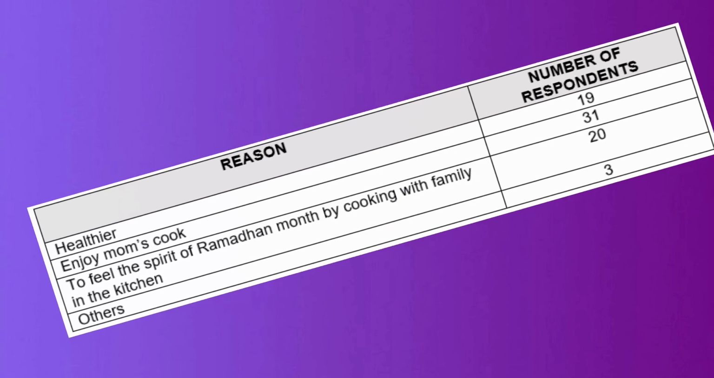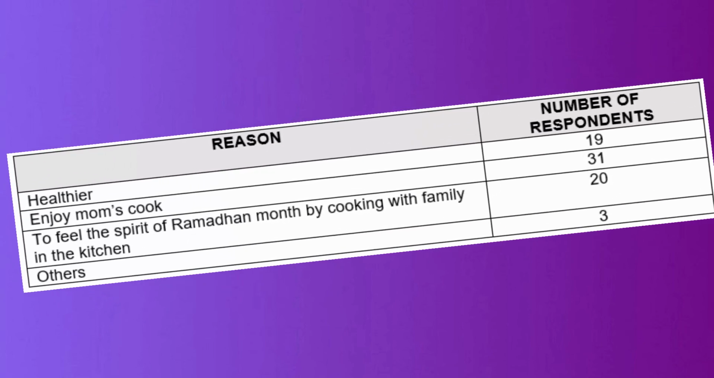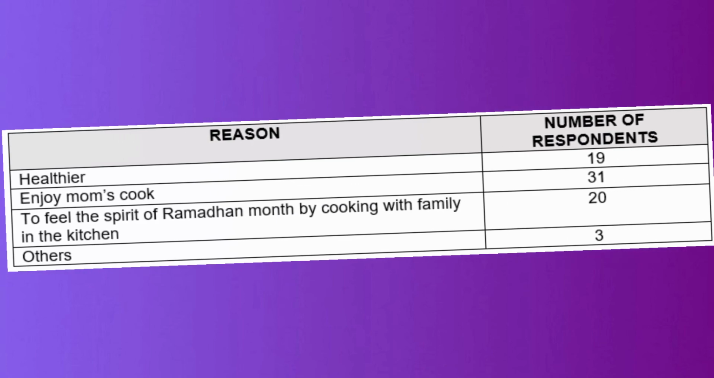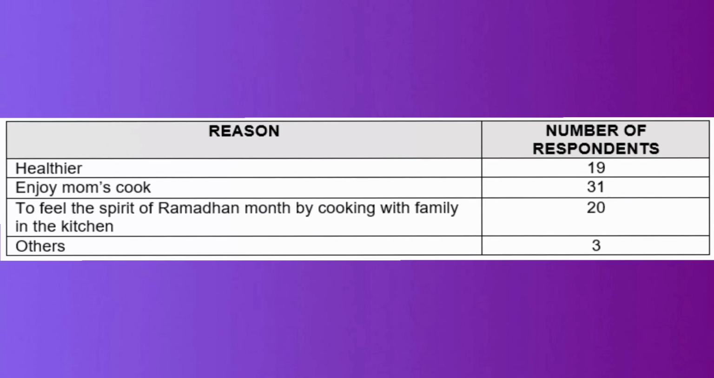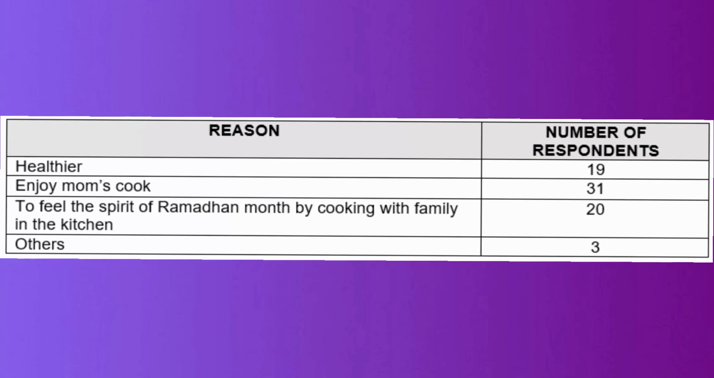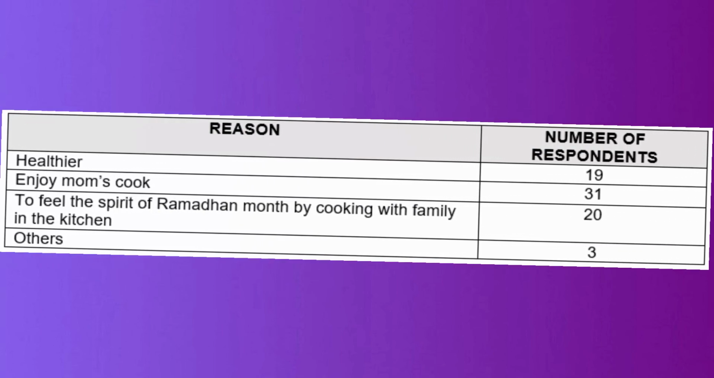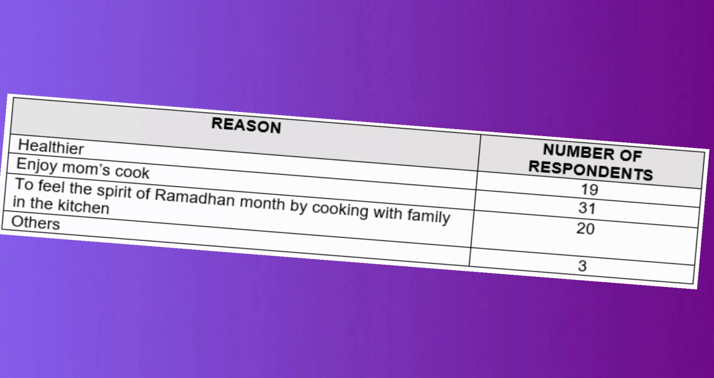The second objective is to investigate the reason behind the preferred food. The data that were collected are nominal qualitative data, because the reasons that we have received are not being ranked. Based on the frequency distribution table for home-cooked meals, the number of respondents for the reason "Enjoy Mom's Cook" is 31. For "To Feel the Spirit of Ramadan Month by Cooking with Family in the Kitchen" is 20. "Healthier" is 19 and "Others" is 3.